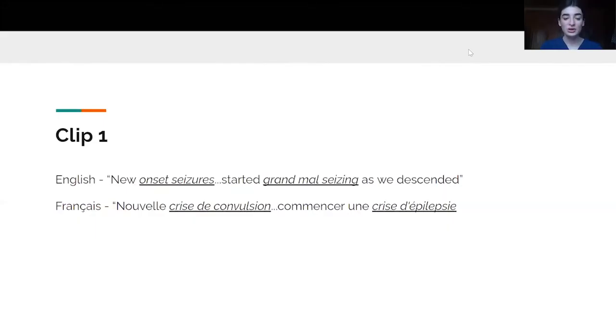So here we are evaluating one passage, which is said by the paramedic when he says new onset seizures and started grand mal seizing as we descended. In French, he said nouvelle crise de convulsion, commencé une attaque, crise d'épilepsie. So it is easy to think that this is a pretty accurate translation, and it's not completely wrong. However, there is one mistake, and that is when he stated crise d'épilepsie.